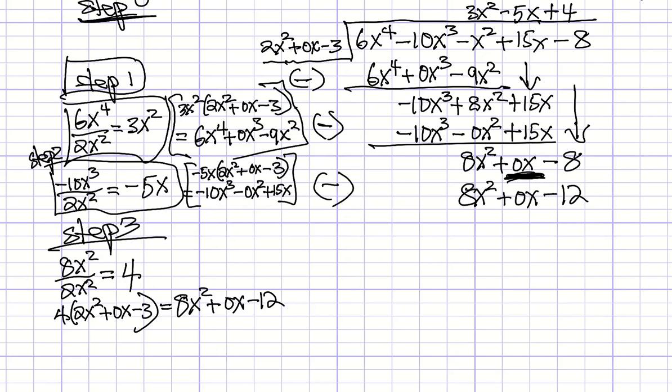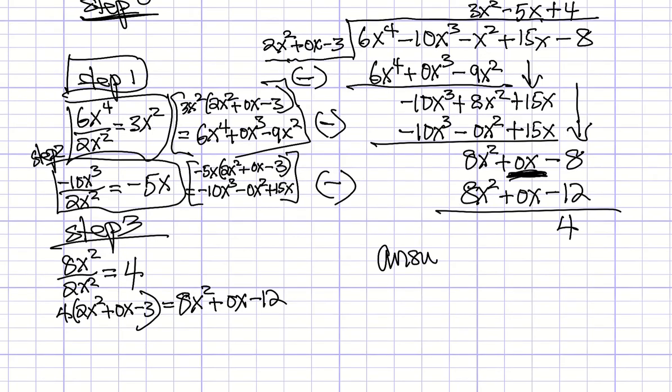Notice that the first term always cancels out. And then that 12 becomes positive. So that means you have positive 4. You see that? And we're done. There's nothing else to bring down. So that means the answer is 3x squared minus 5x plus 4, and the remainder is 4. So you can say plus 4 over 2x squared minus 3. That's how you write the remainder. You see that, right?